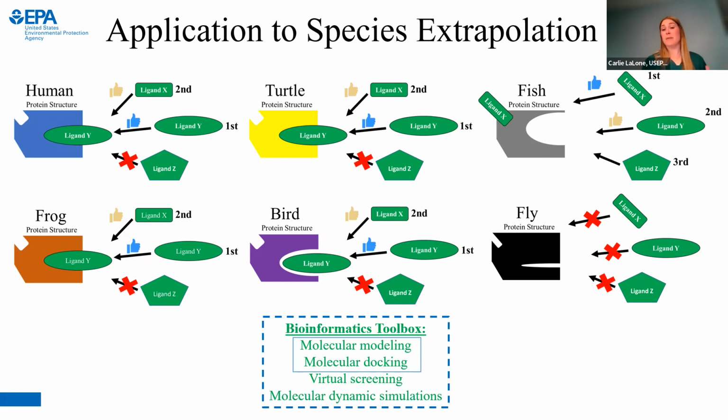So in thinking about how we can apply these approaches to species extrapolation, we can start thinking about generating models for many species and exploring docking with multiple structures. And that's exactly what we've been doing over the last year so that we can move towards a virtual screening of thousands or millions or even billions of chemicals computationally, because of the power of the computer to generate these data and our ability to interpret these data in a streamlined fashion.